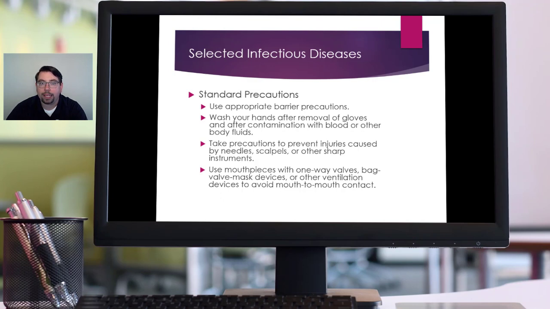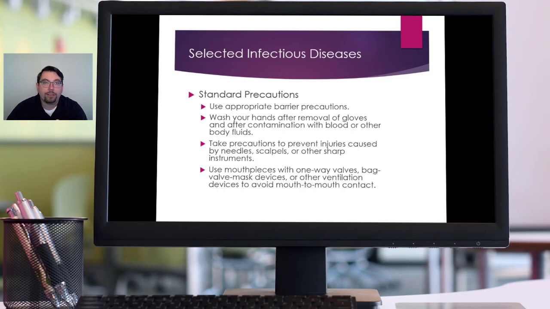That includes things like intact skin, protection of our eyes or mucous membranes, things of that nature. Take precautions to prevent injuries caused by needles, scalpels, or other sharp instruments. Remember, sharps go in the sharps box, and be very cautious of how you interact or who you interact around when you're dealing with sharps, especially in the light of a HIV or AIDS patient.